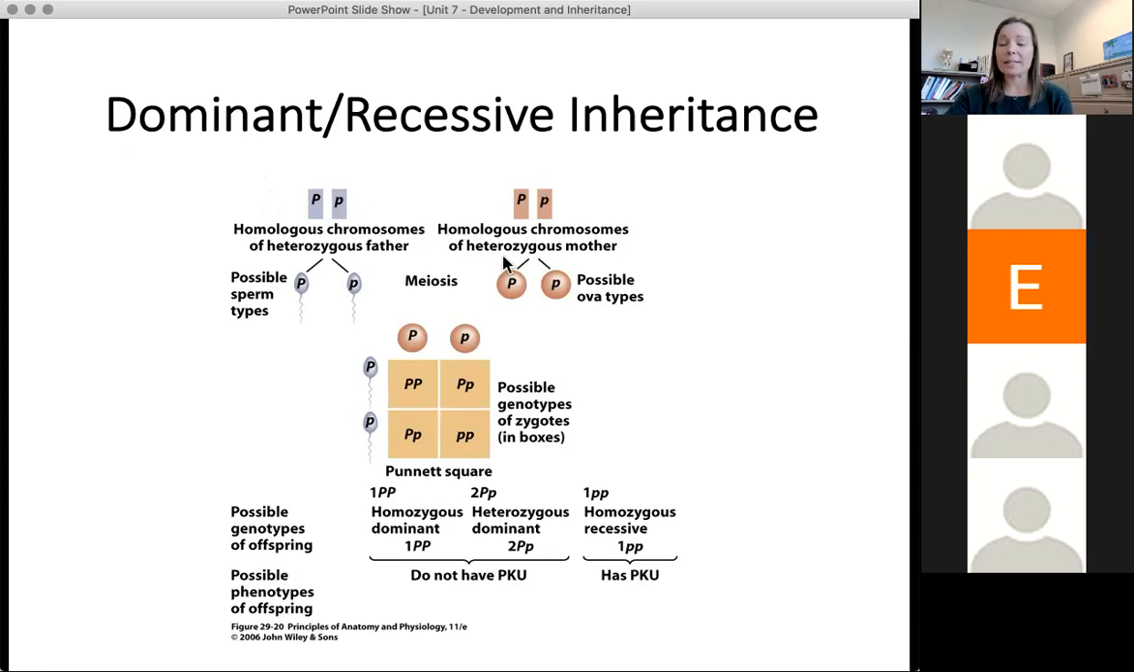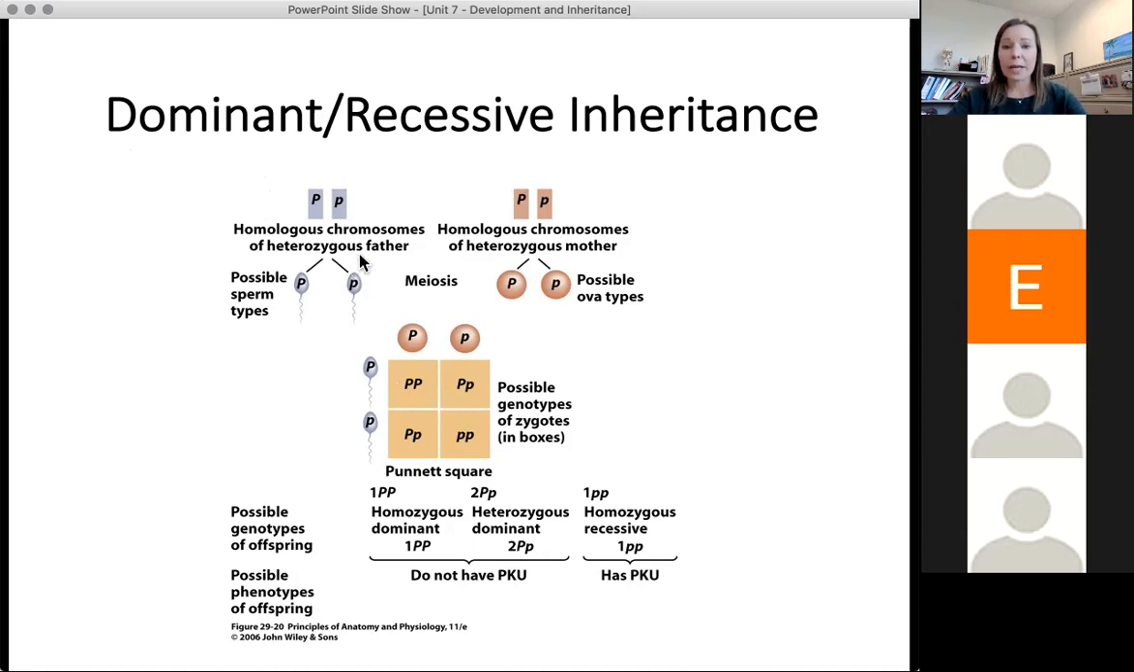For the mother, it's exactly the same. She is heterozygous, so she has one dominant allele and one recessive allele. So to set up the Punnett square, you make a square, like you can see here, with 4 boxes, 2 on the top, 2 on the bottom.